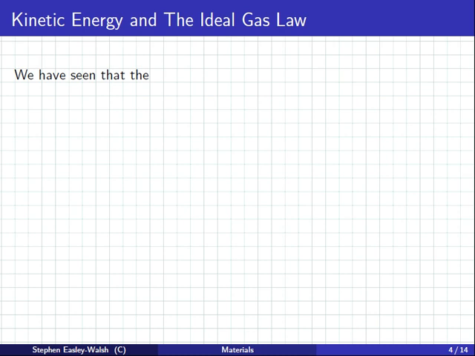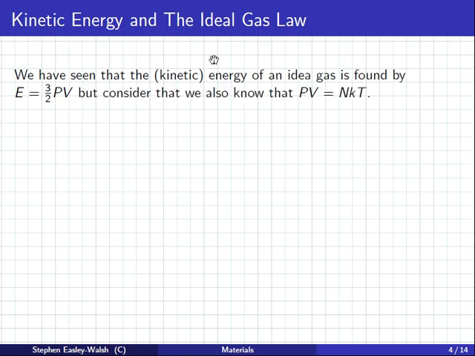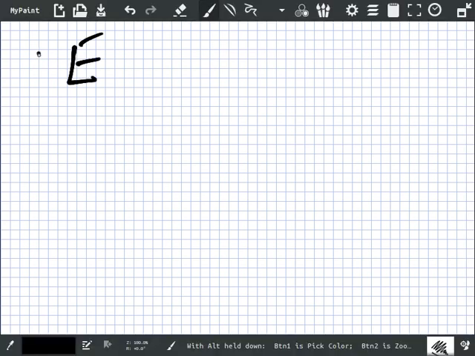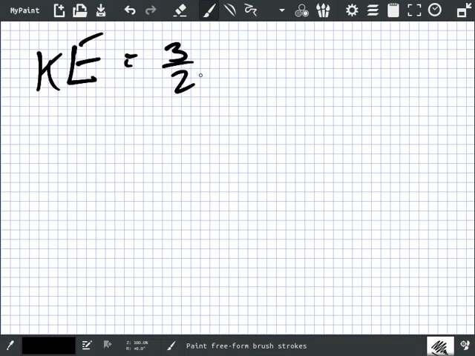We kind of saw a little bit of this already when we looked at all the molecules in the box and then got a formula from looking at the atom to looking at the whole system. That's kind of the idea. We've seen this already with the formula energy equals 3 over 2 PV. And we also know that PV equals NKT. So let's see what happens if we put them together, which we had a look at earlier today. So we had energy, or rather kinetic energy, is 3 over 2 PV, isn't it?